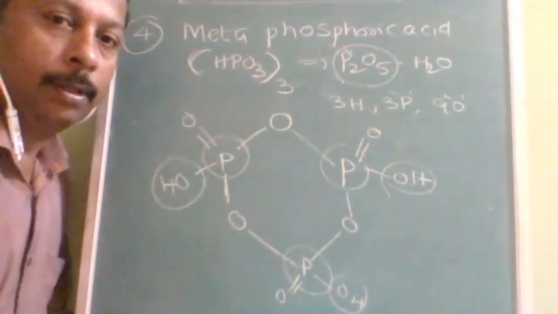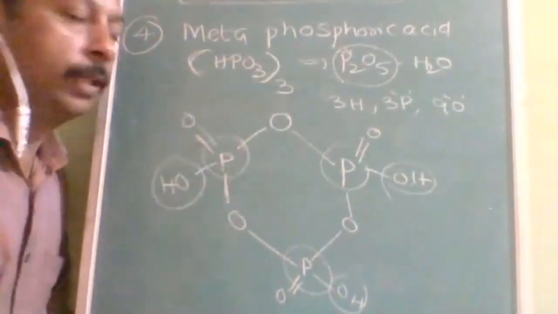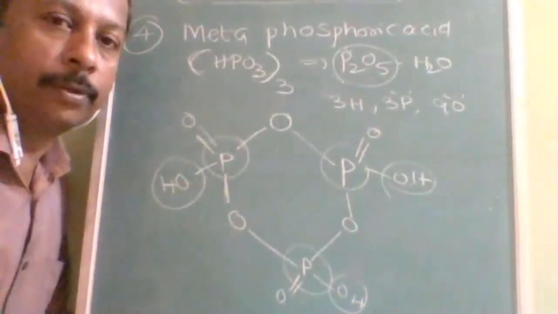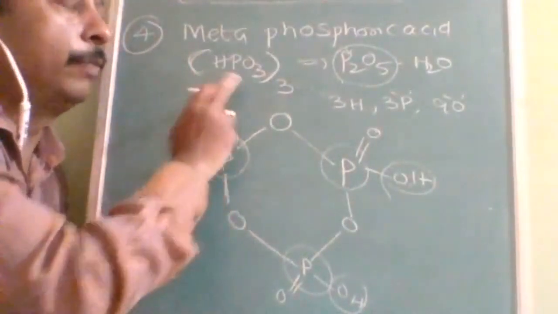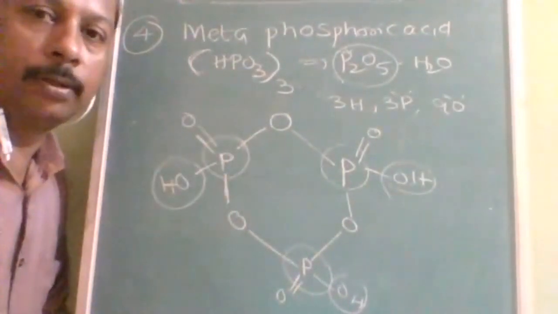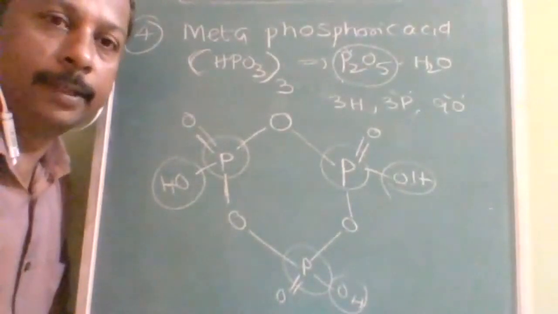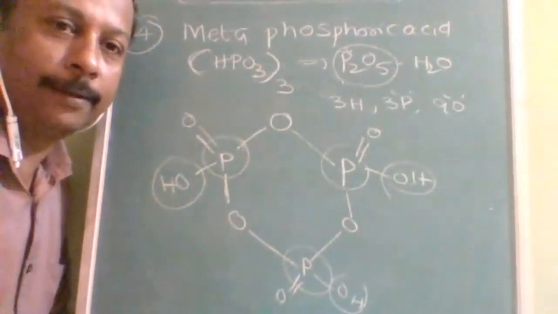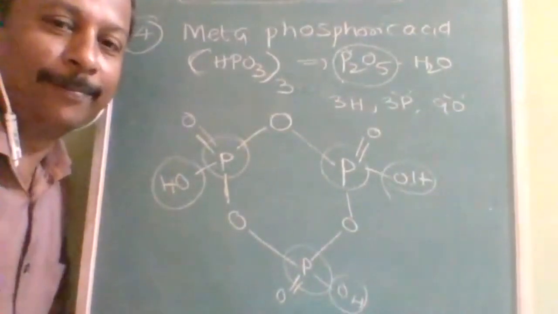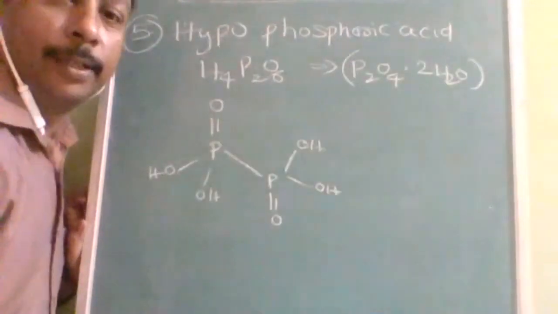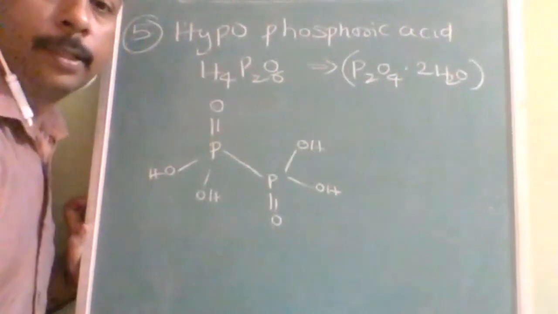Is it understood? Number of pi bonds, number of sigma bonds, likewise plenty of questions will be there. And you can find out the oxidation number also. Okay, good. This is the fourth, metaphosphoric acid made simple by VB sir at VIJ CHEM. Next one, hypophosphoric acid.